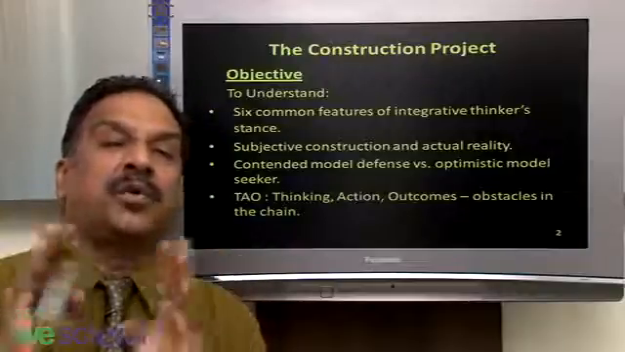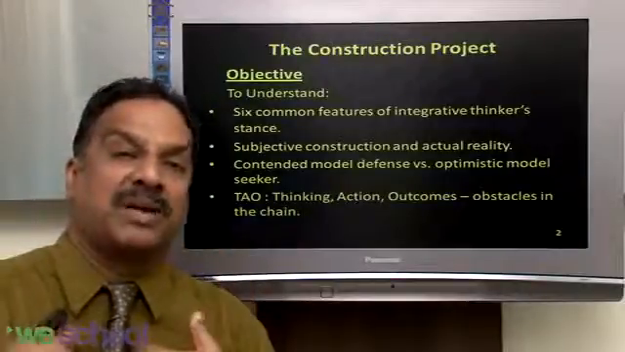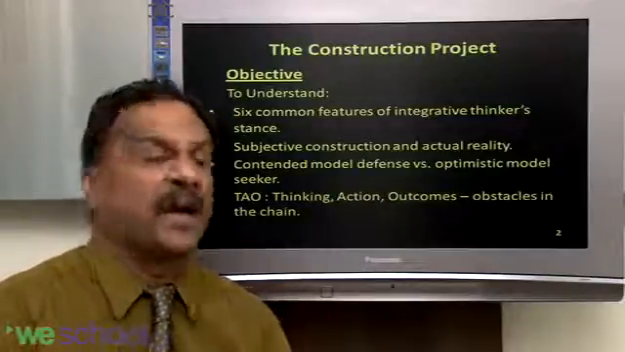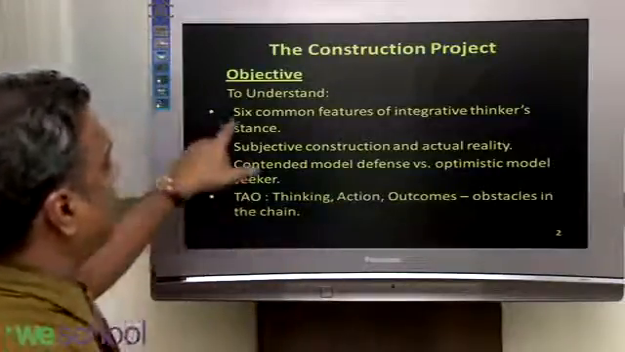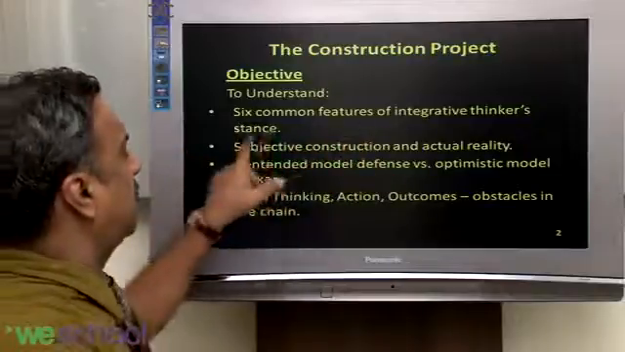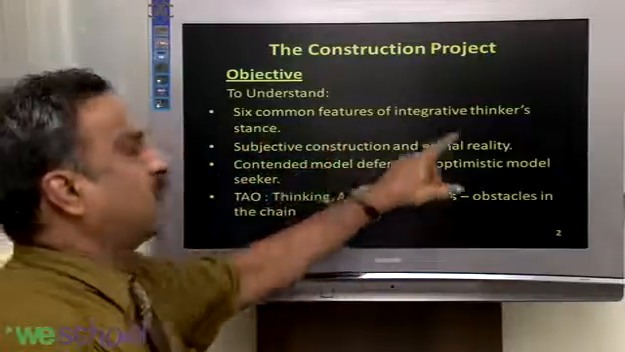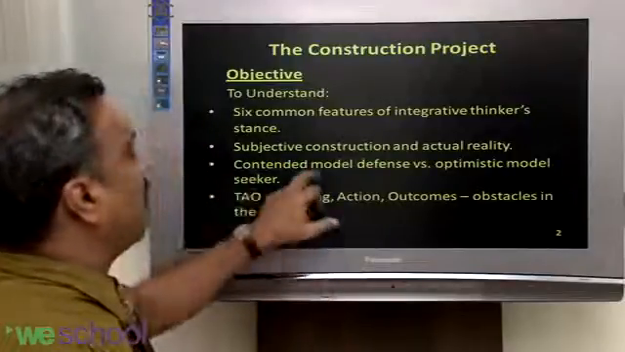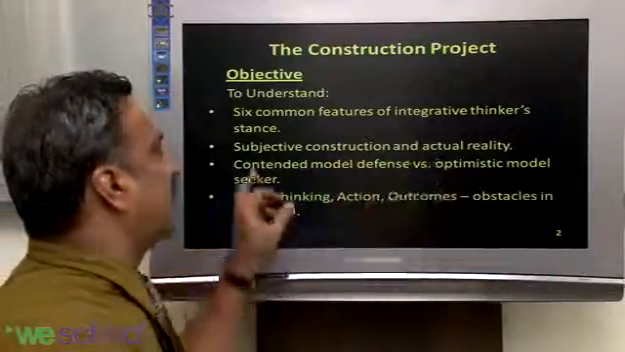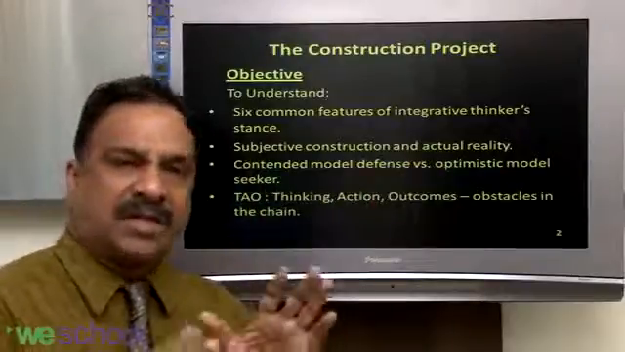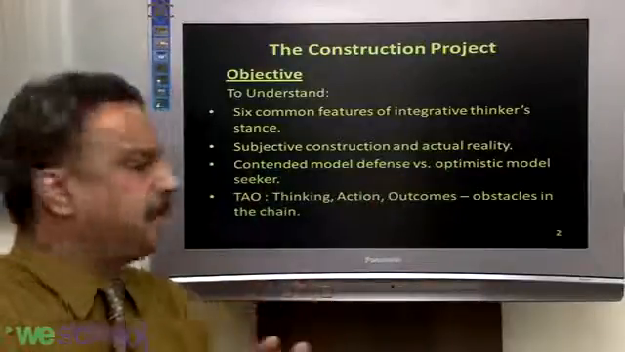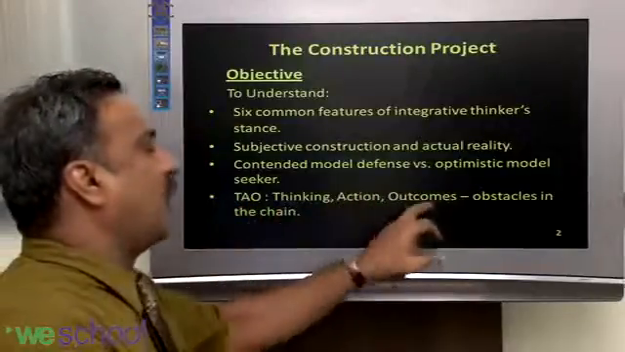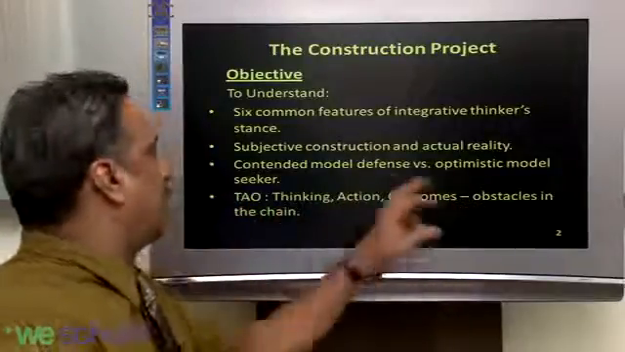The 6 is split into 2 parts: 3 about myself, how I feel, and 3 about how I feel in the world. Right? So what we are doing here is 6 common features of the integrative thinker stance. Subjective construction and actual reality is another thing we'll be covering, and then contented model defense versus optimistic model seeker. Nice terms, but they're very simple and easy to understand. And then TAO. TAO stands for thinking, action, outcomes, and obstacles in the chain.